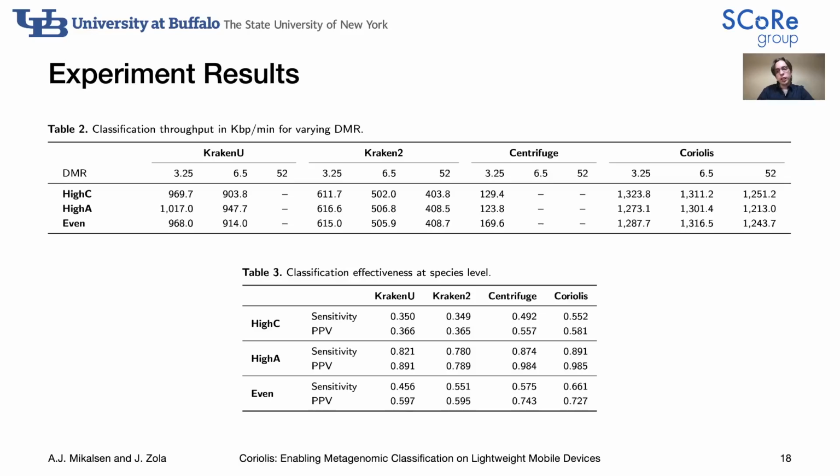In the bottom table, we see that Kraken Unique and Kraken 2 are noticeably worse than Coriolis and Centrifuge, and we suspect this is because the Kraken-based classifiers use matching of k-mers of a fixed length, while Centrifuge and Coriolis match sequences of an arbitrary length, and as a result, they're more resilient to errors that occur during sequencing.